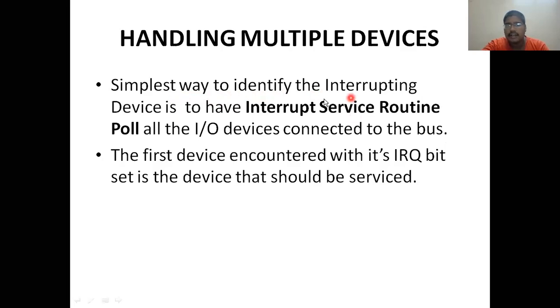The simplest way to identify the interrupt device is to have an interrupt service routine poll, ISR poll. Polling means it will search one by one. The first device encountered with its IRQ bit set is the device that should be serviced. Our processor will check the devices one by one, and the first device whose IRQ bit is identified by the processor as 1 is going to be serviced.